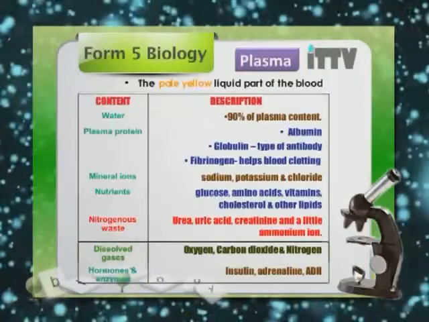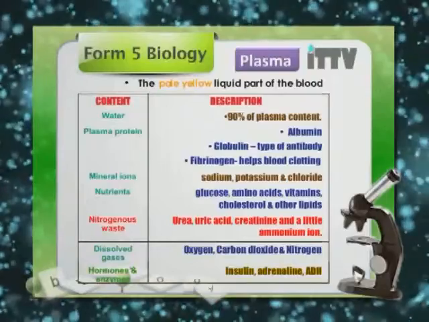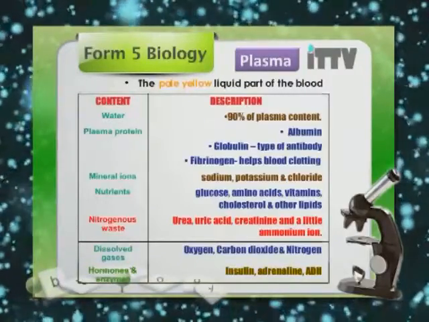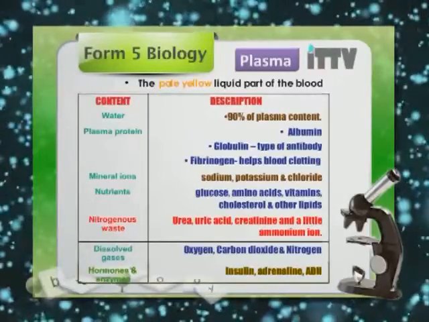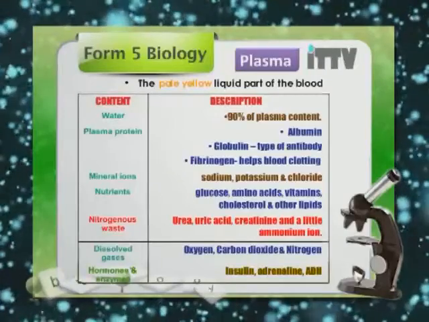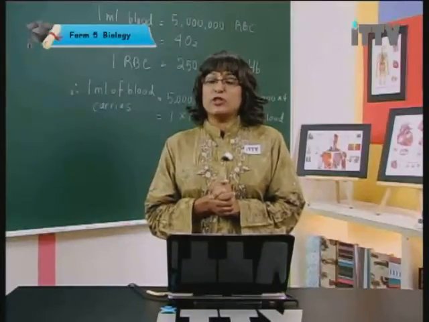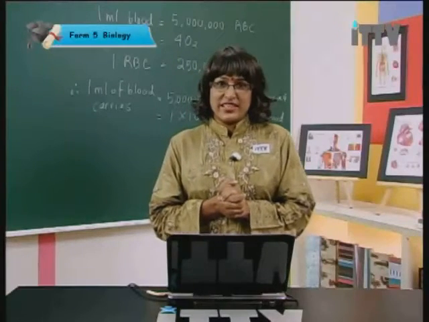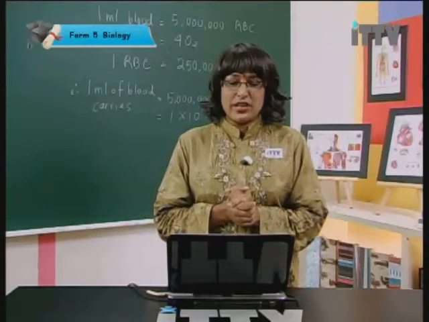The dissolved gases are oxygen, carbon dioxide, and nitrogen, while all the hormones and enzymes have to dissolve in the plasma so that they can be transported to all parts of the body. Wow, that is a lot of work for the plasma. My dear students, so far we have covered our topic on the composition of blood. Can you tell me the difference between blood and plasma?